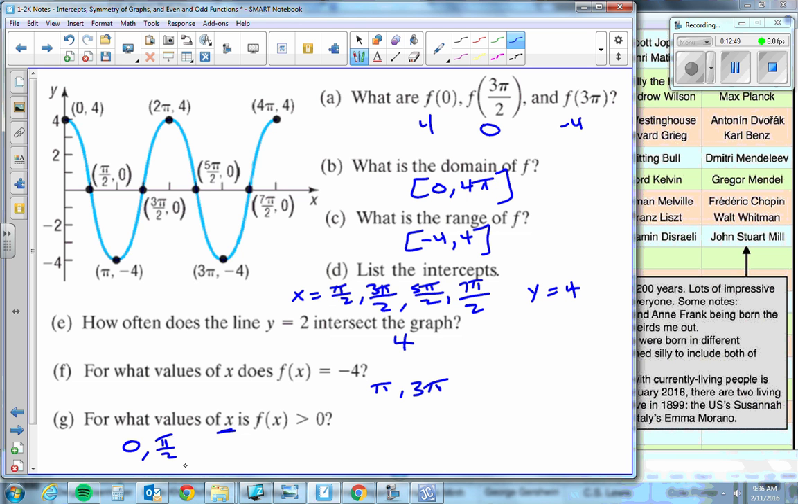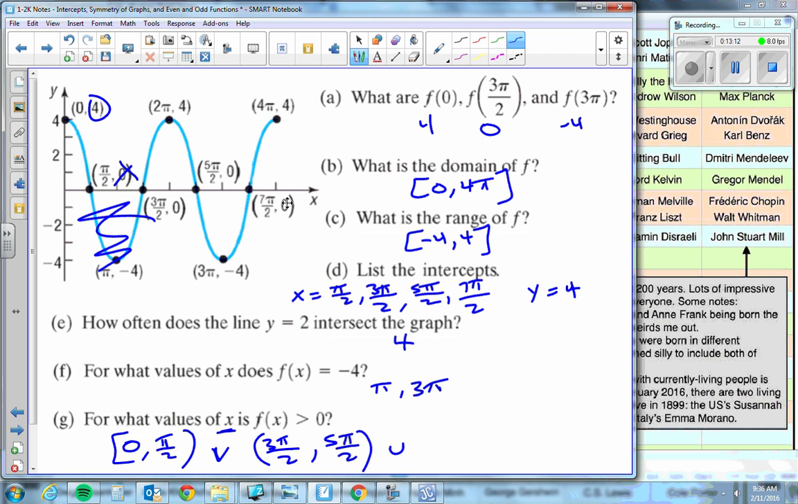Which of these actually gets included in that? The 0 or the pi over 2? Because the y value there is positive, but this y value is not, so it needs a parenthesis there. And then the next interval, from 3 pi over 2 to 5 pi over 2. But it's 0 at both of those, so don't include either one of those.